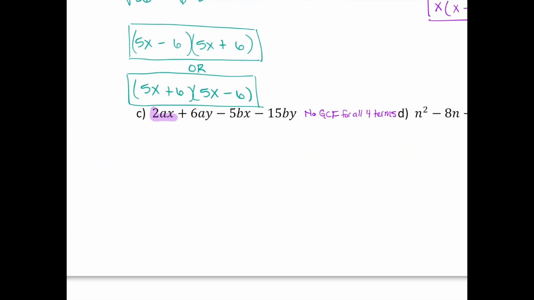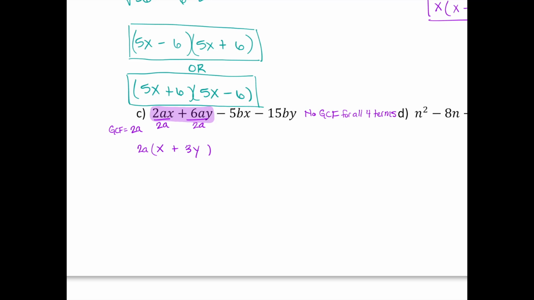Let's group these first 2 terms together and factor out the GCF. Our GCF is a 2 and an A. Don't forget to check your letters for the GCF. So we write our GCF in front of parentheses, show that we're dividing out our GCF of 2A. 2AX divided by 2A means there's an X left over. Show the dividing of 2A. 6AY divided by 2A is a positive 3Y.